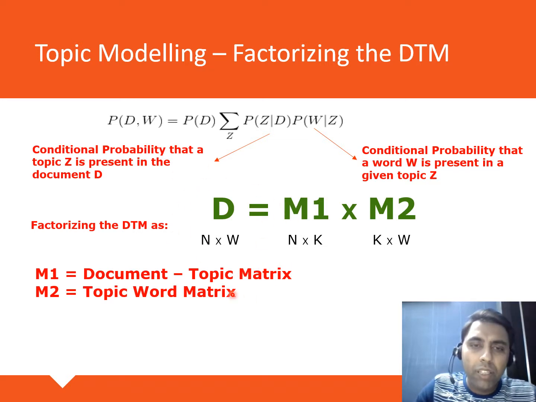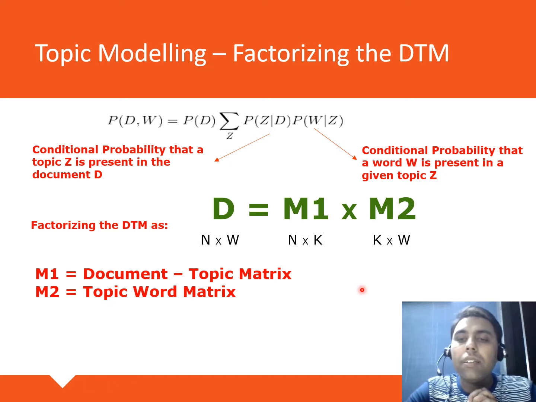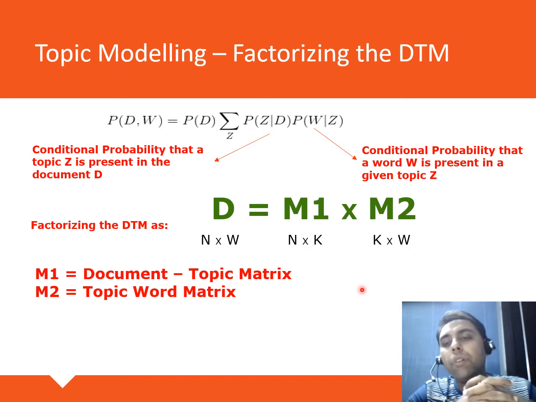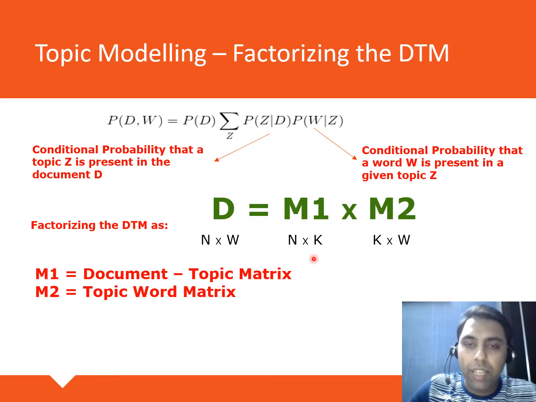So if you can decompose the document term matrix into the product of two matrices, which we are naming M1 and M2, such that M1 is of order n cross k and M2 is of order k cross W, so that the matrix multiplication is conformable, and k is not just any arbitrary k, but is the number of topics that you are assuming is present in the data, or the number of topics which you want to find out from your collection of data. So that is what k is, right?